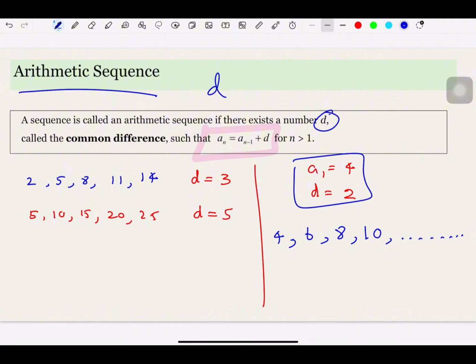So, a quick summary. An arithmetic sequence has a constant difference between the terms, and this is the recursive formula for that. Usually you start with the first term and then you keep adding d to get the next one.